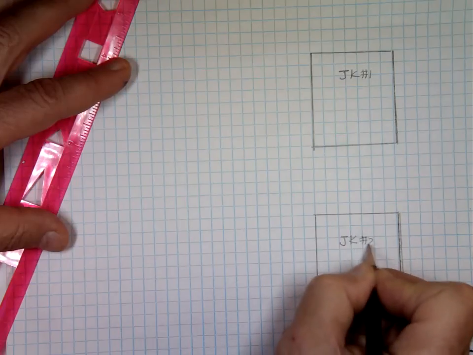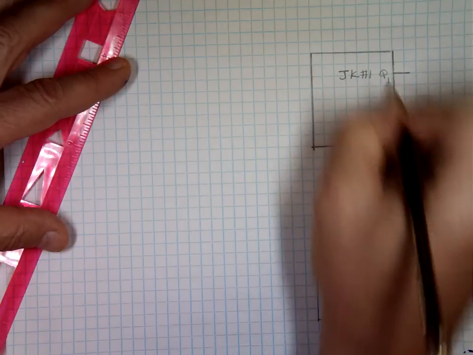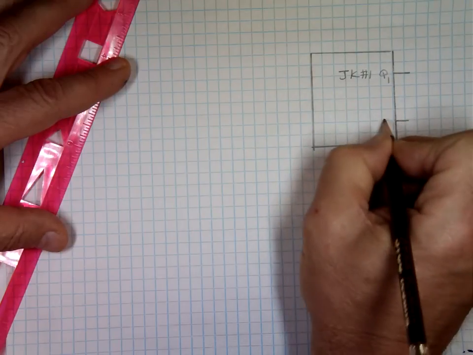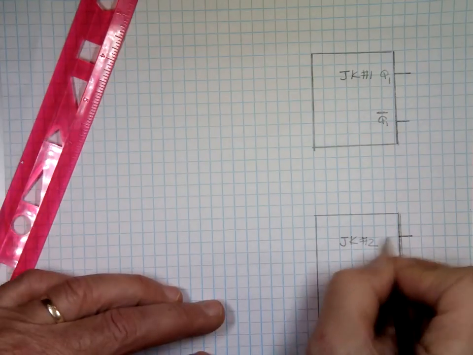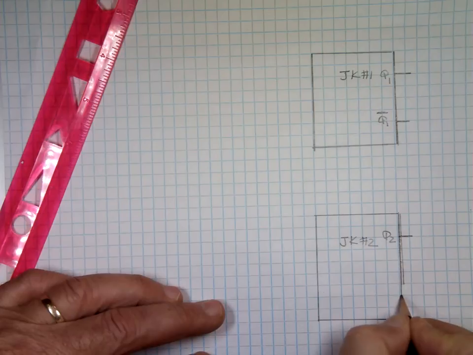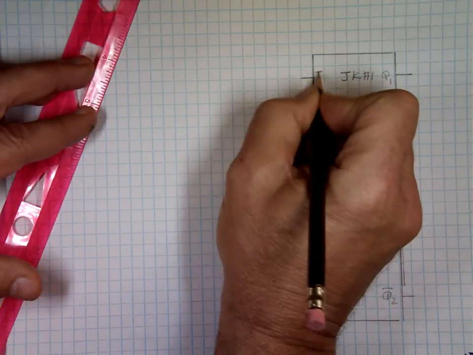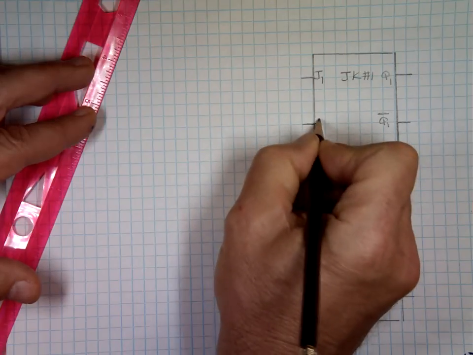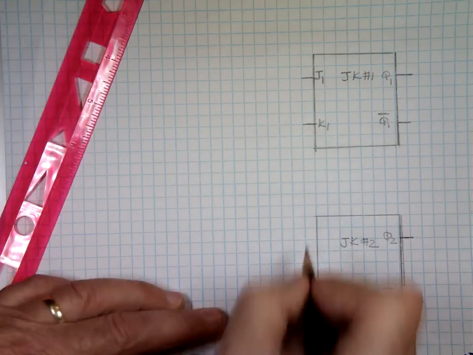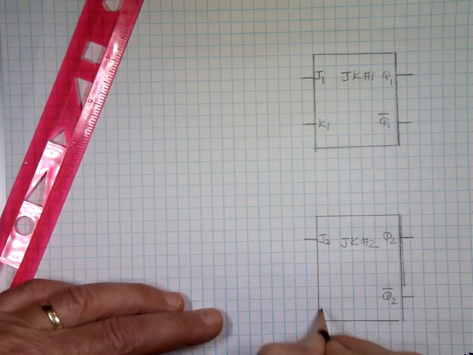That means this is Q1 and this is Q1 naught. This is Q2 and this is Q2 naught. This is J for the first one. We'll call it J1. This is K for the same one, K1. This is J for this one, J2. This is K, which is K2.